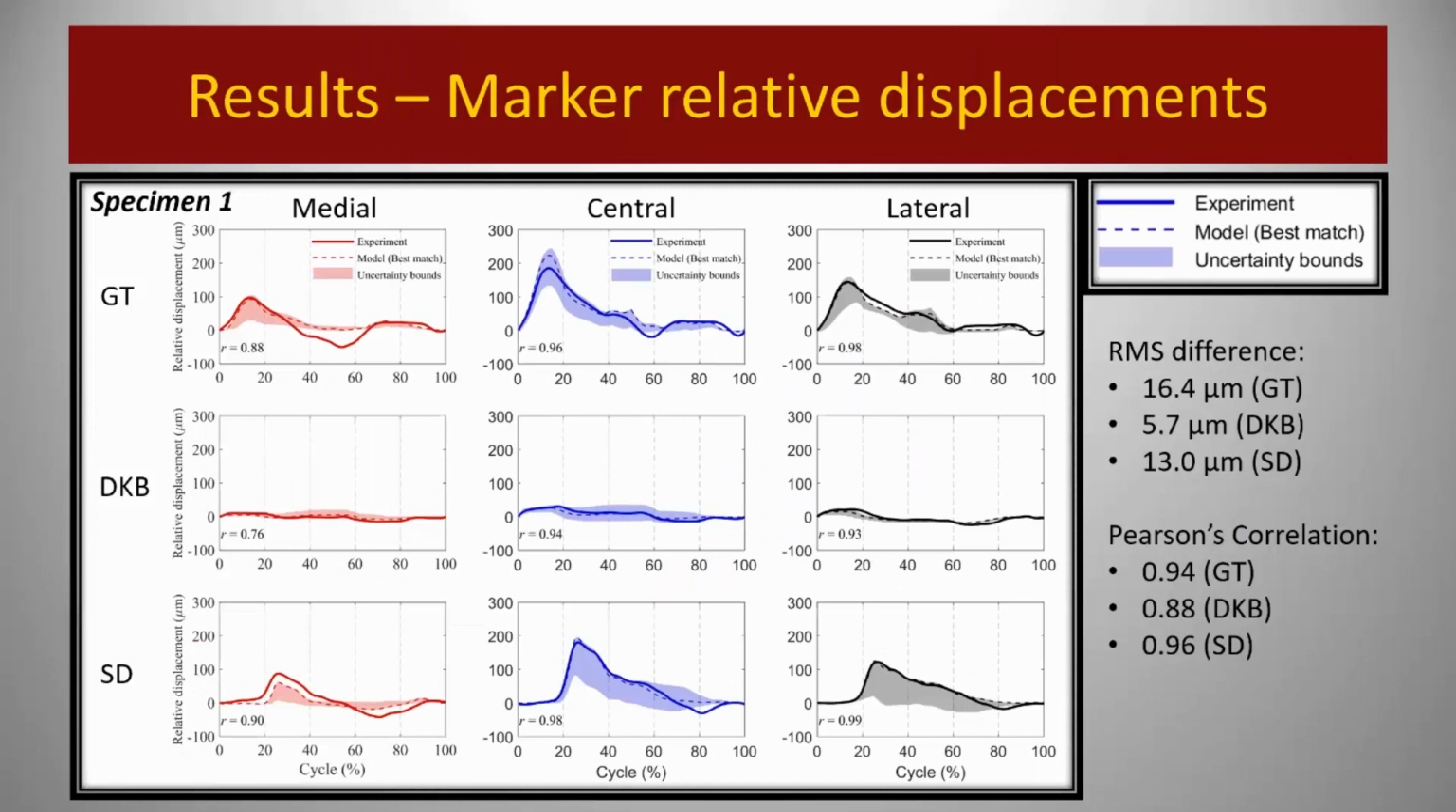Here are some results. Comparison of predicted and measured marker relative displacements for one specimen is shown here. The root mean square differences between the measurements and predictions from best matching simulations were less than 20 micron for all activities. Corresponding correlations were no less than 0.88.